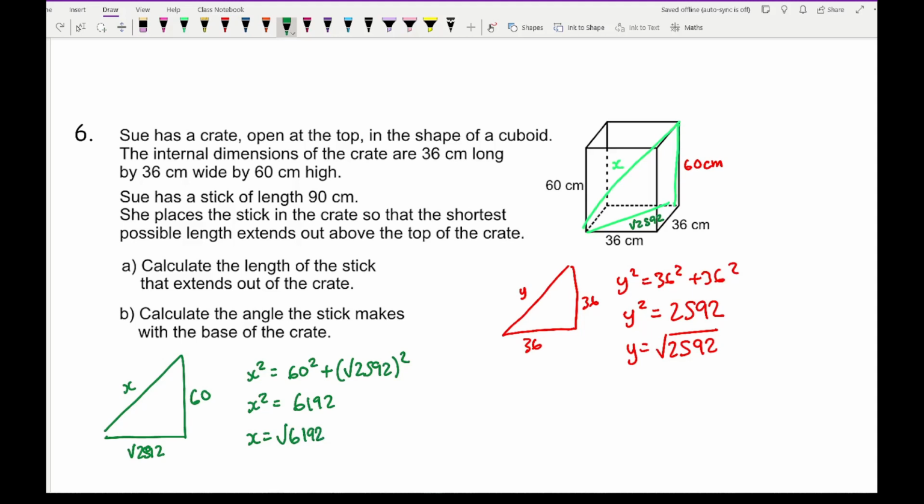Then from this, the length left, so the answer is, if this length here is the square root of 6192, then I need to take that away from 90. So 90 centimeters take away the square root of 6192 equals, it gives me an answer of 11.3 centimeters to 3 sig fig, or 1 decimal place.